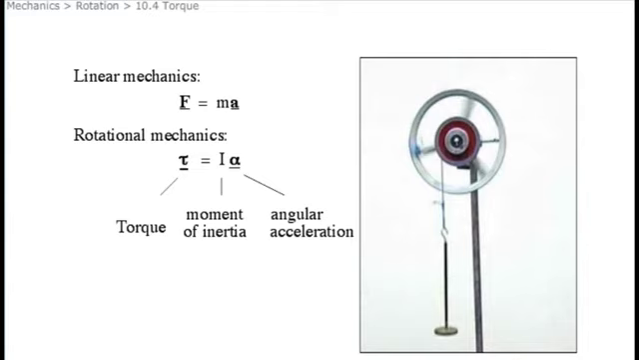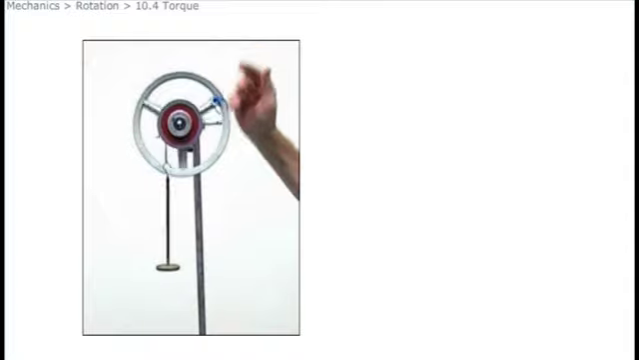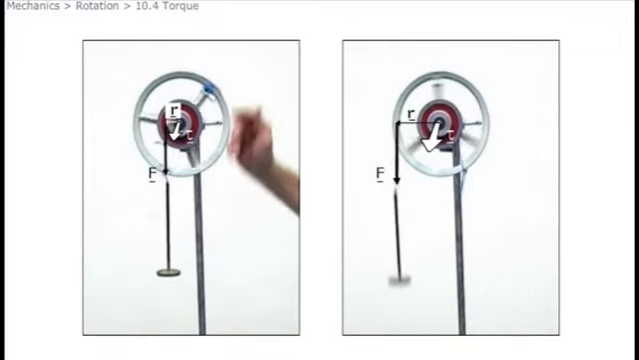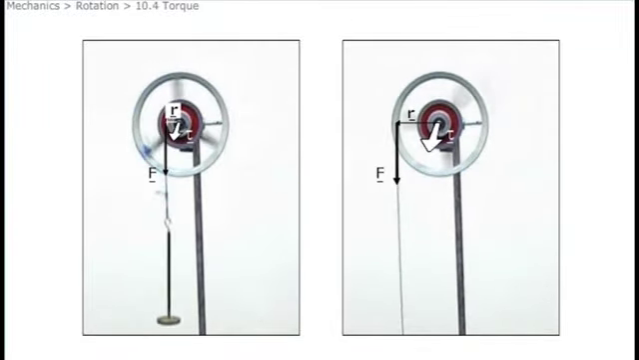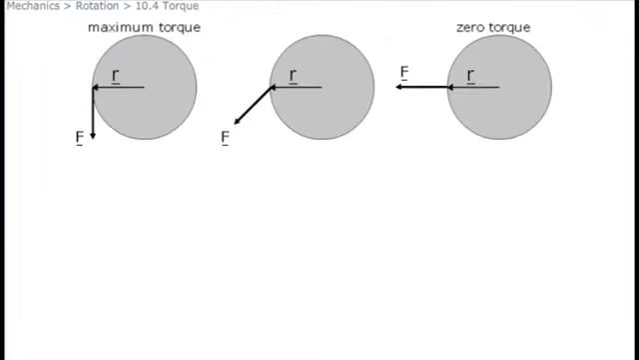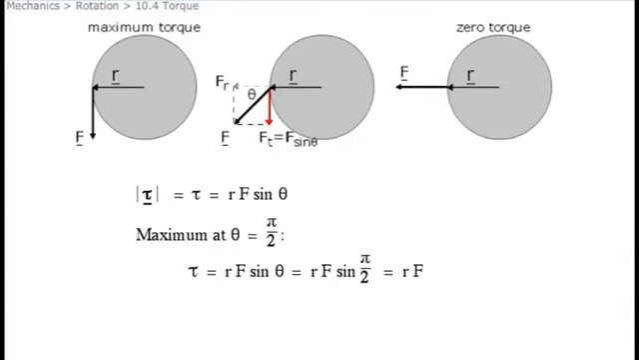So what is torque? If I apply a force to this wheel, the angular acceleration I produce depends on the magnitude of the force, but it also depends on the displacement r of the point of application of the force from the axis of rotation. It also depends on the angle between r and f. The angular acceleration depends on the tangential component of the applied force, which is f sine theta. So, the magnitude of the torque is defined as r f sine theta.